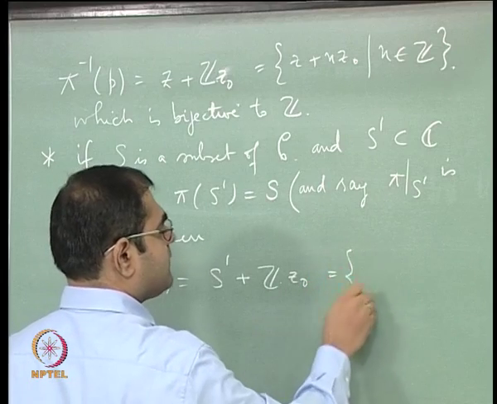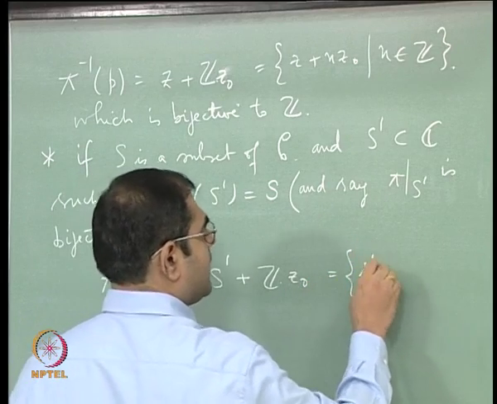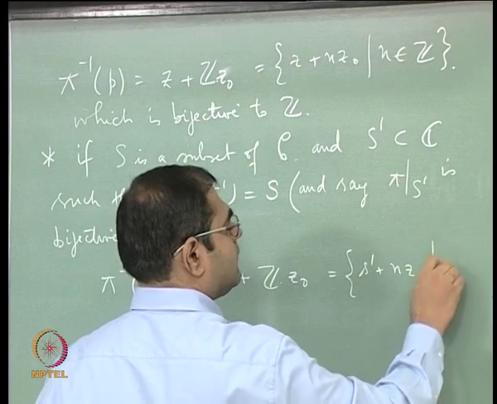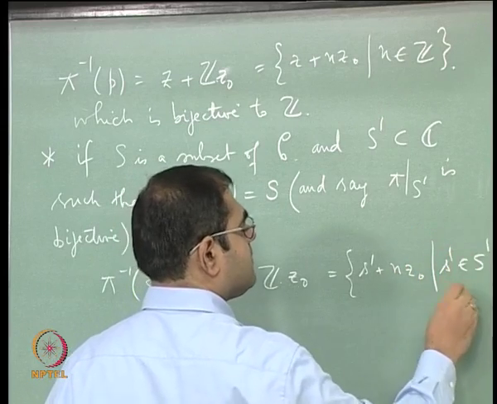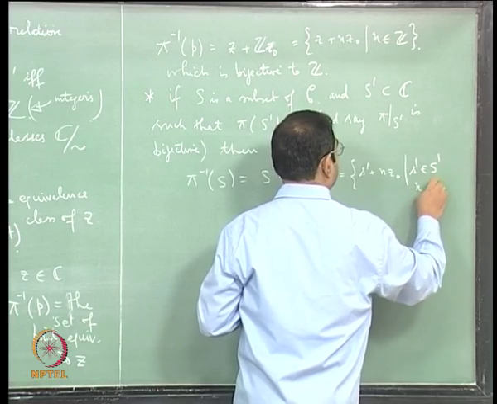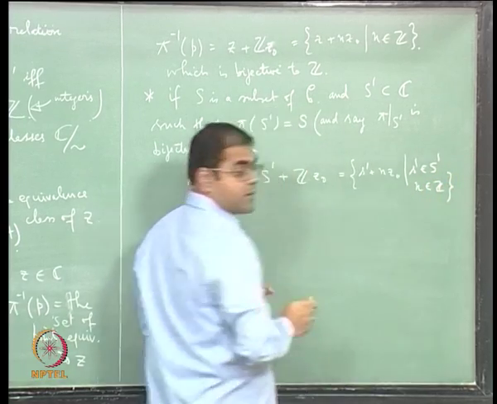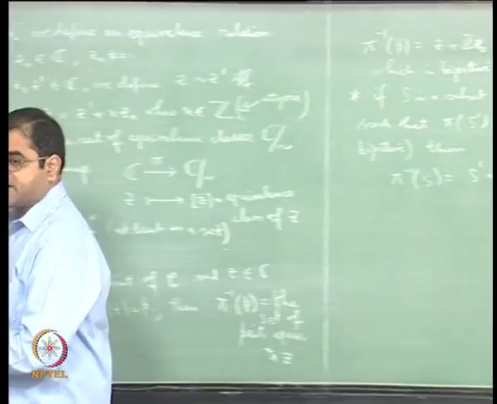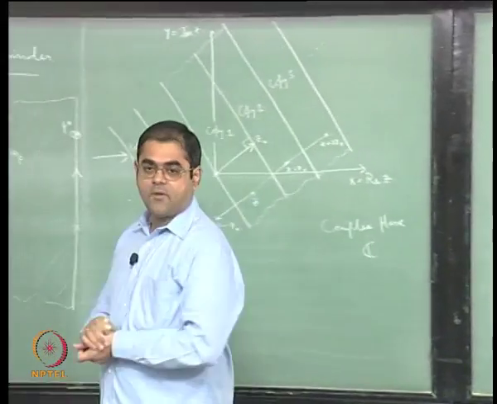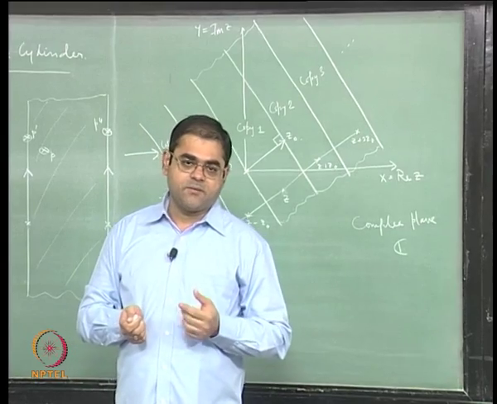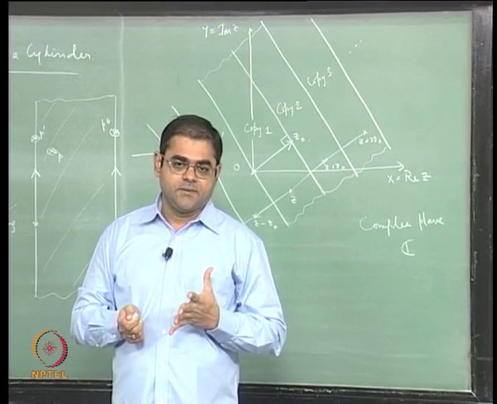This is going to be the set of all S prime plus n Z0 where S prime belongs to capital S prime and n belongs to Z. This is what I am going to get, okay. I am just trying to make you understand what this map is.